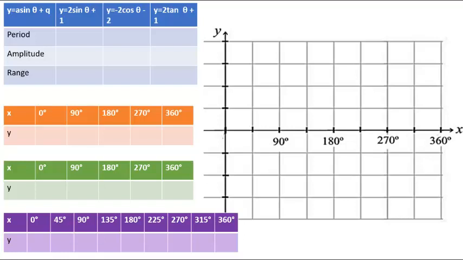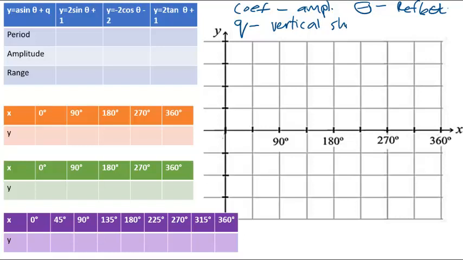In this section, we are going to look at what happens if I add a coefficient, and we said that the coefficient changes my amplitude. A negative sign in front of the coefficient gives me a reflection, and we are going to look at what happens if I add Q, so that Q will give me a vertical shift. This way of writing an equation is what we call standard form: y equals, say, a sine of theta plus Q. That is the standard form for a trigonometric function.